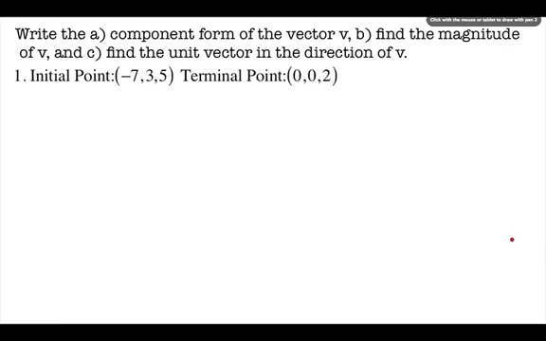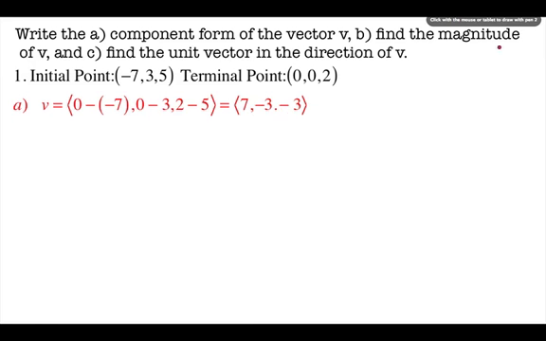Next slide. It says write several parts here. Part A is write the component form of the vector, part B find the magnitude of the vector, and part C is find the unit vector in the direction of V. So the initial point is given, and the terminal point. So let's find the component form, which is part A of the problem. Terminal point minus the initial point components. Simplify, you end up with this. So we're done with part A.